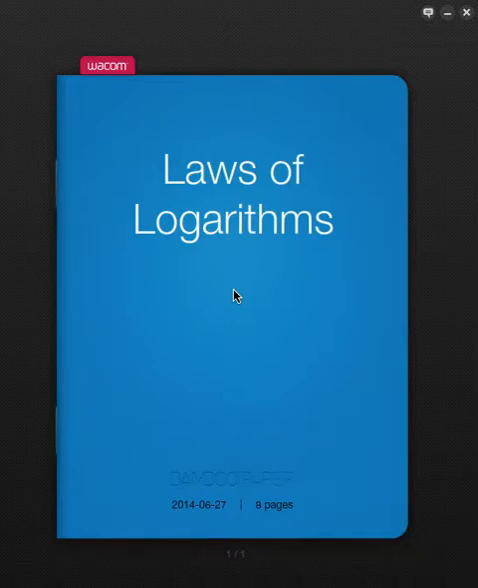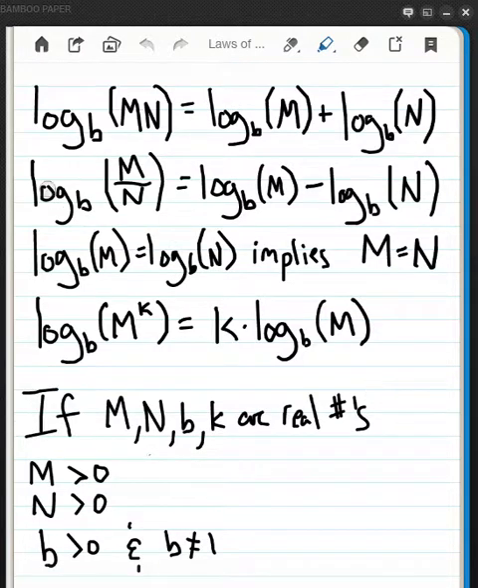Hello, today we are going to learn about the laws of logarithms. There's 4 of them, and I'm going to show you an example of each and why it's important to know how to do them. Okay, first let's look at what they are. There's the 4 laws of logarithms. You might want to pause the video and take these 4 down in your notes.